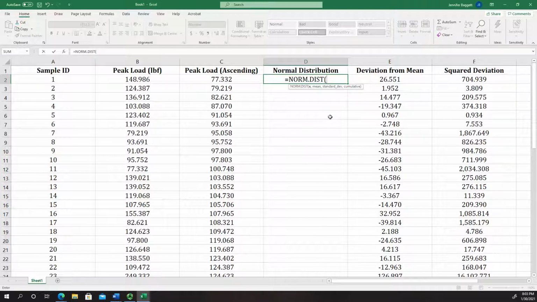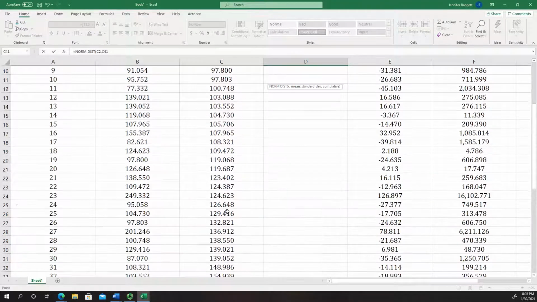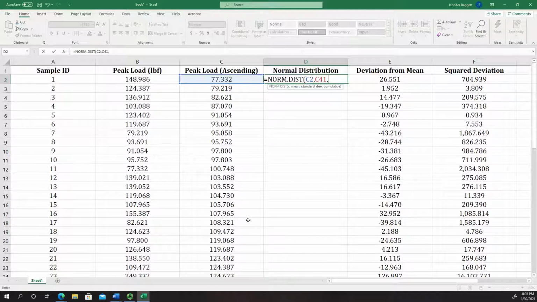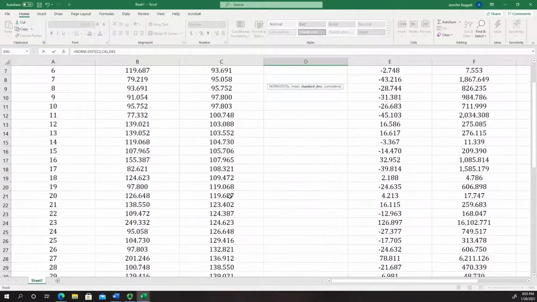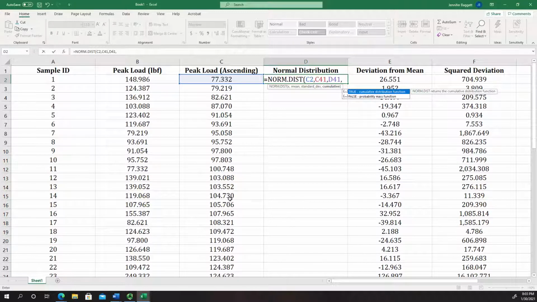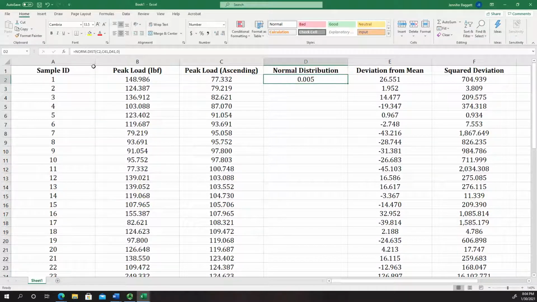So the values that it wants are the individual value that we're looking at that particular time, in that case, your smallest value. Then it wants your mean or your average, so then we give that. And then it wants our standard deviation, so we list that. And then it wants what's called a cumulative, and I'll explain this in just a second, but you can either do it as true or false, or 0 or 1. So in this case, we'll do 0, and I'll show you what that looks like, and then we'll do 1, and I'll mention the difference. So once we have that defined, then we have our equation for our normal distribution.